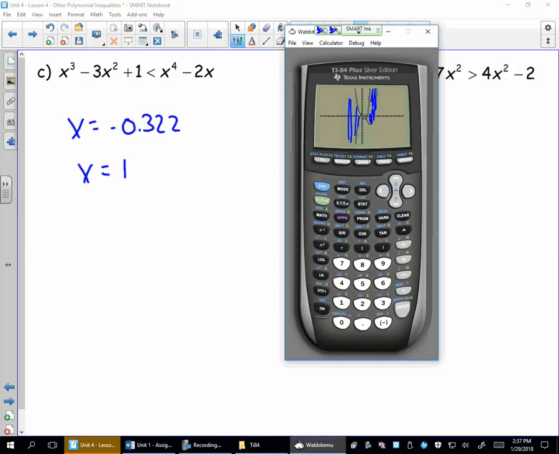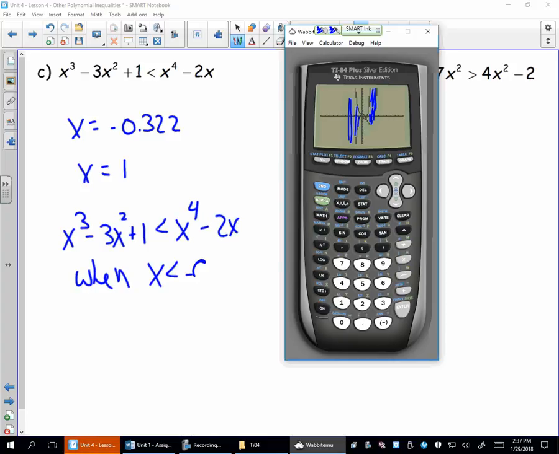Okay, so how would I answer this question? Let's say x cubed minus 3x squared plus 1 is less than this function when it's less than negative 0.322 and when it's greater than 1. In between those, it appears to me that the quartic function is above that.